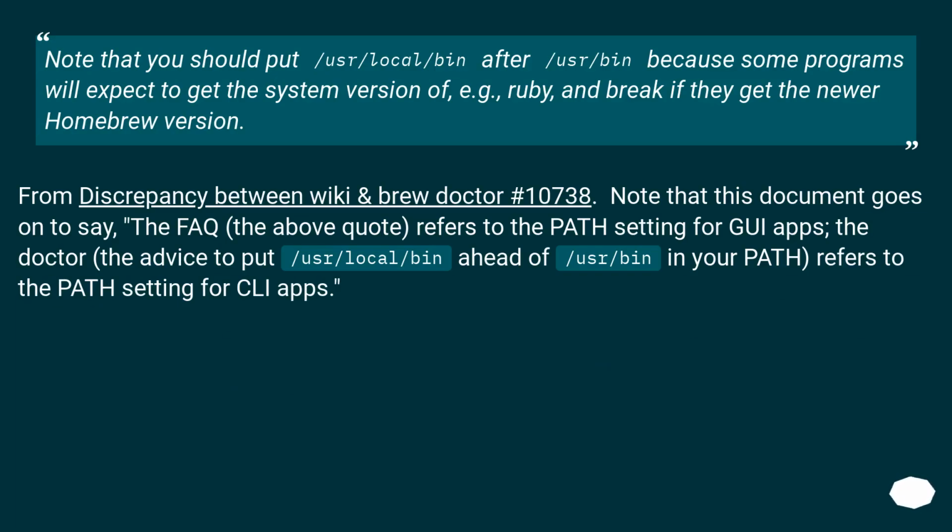Note that you should put /usr/local/bin after /usr/bin because some programs will expect to get the system version of, for example, Ruby, and break if they get the newer Homebrew version. From the discrepancy between Wiki and brew doctor, issue 10738. Note that this document goes on to say the FAQ, the above quote, refers to the path setting for GUI apps, while brew doctor, the advice to put /usr/local/bin ahead of /usr/bin in your path, refers to the path setting for CLI apps.